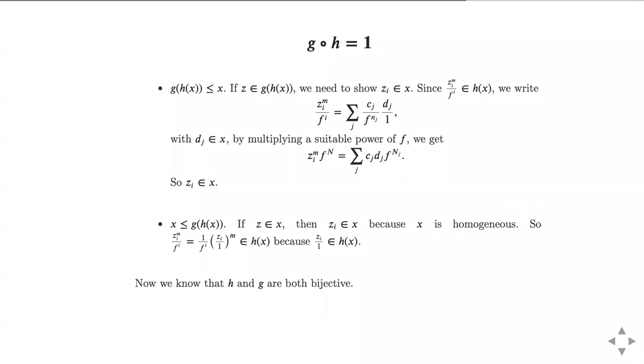For the other direction, we want to prove that if z is in X, then z is in G applied to H applied to X. So we need to check that for every i-th coordinate of z: if z is in X, because we assume X is homogeneous, we will know the i-th coordinate of z is also in X. Then we can write the fraction as the multiplication of two fractions, and because z_i divided by one is in H(X), this thing will be in H(X) as well.